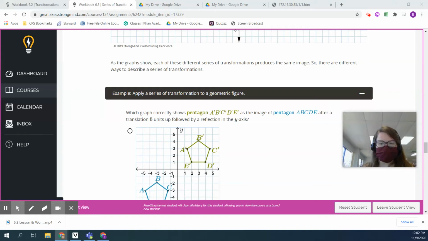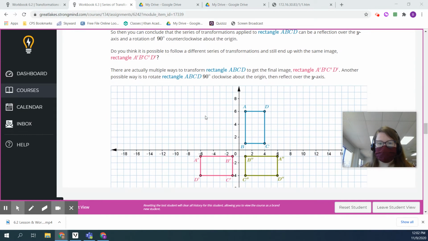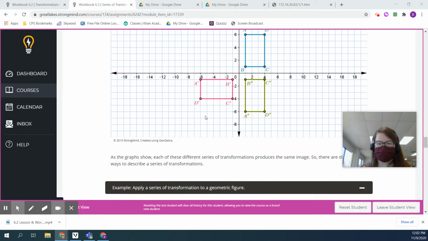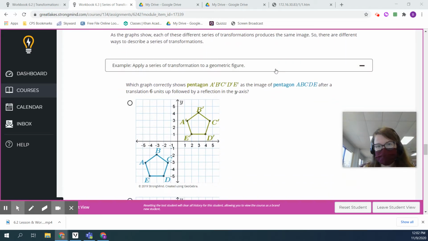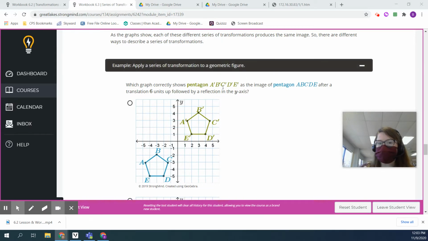Hey, this is the lesson for 6.3, and I can go through and describe this whole thing, but I think this is going to work better. So we are going to be doing these examples, and then we'll do the problems from the homework. It says, which graph correctly shows pentagon, the green one, basically, as the image of pentagon, this one.